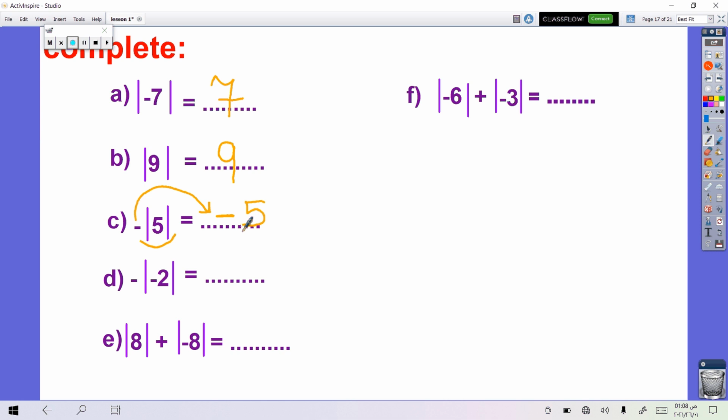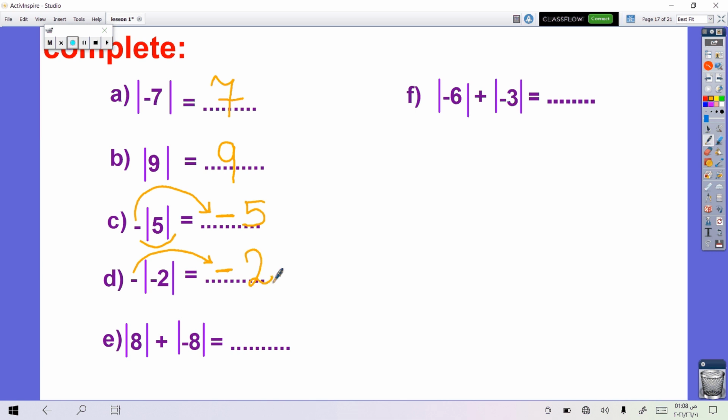Then if we have negative absolute negative 2, also we have an extra negative sign outside the absolute value, so we will keep the negative which is outside the absolute value, and then find absolute negative 2, which will be equal to 2.